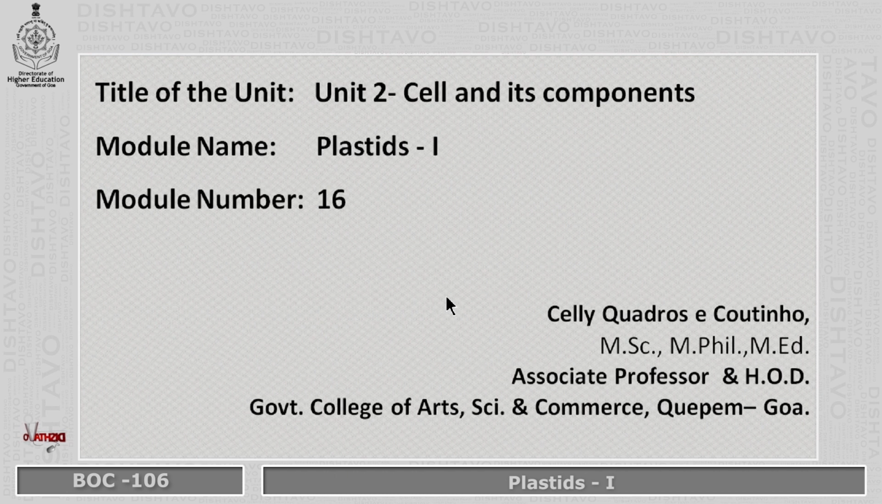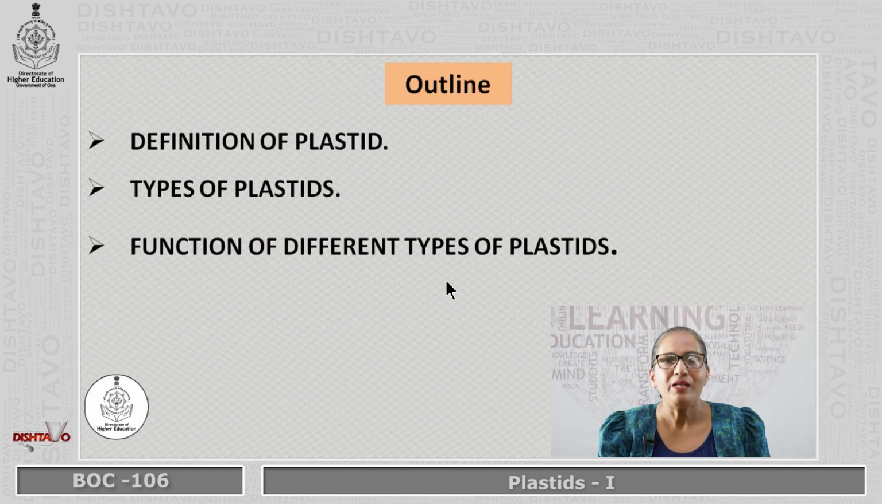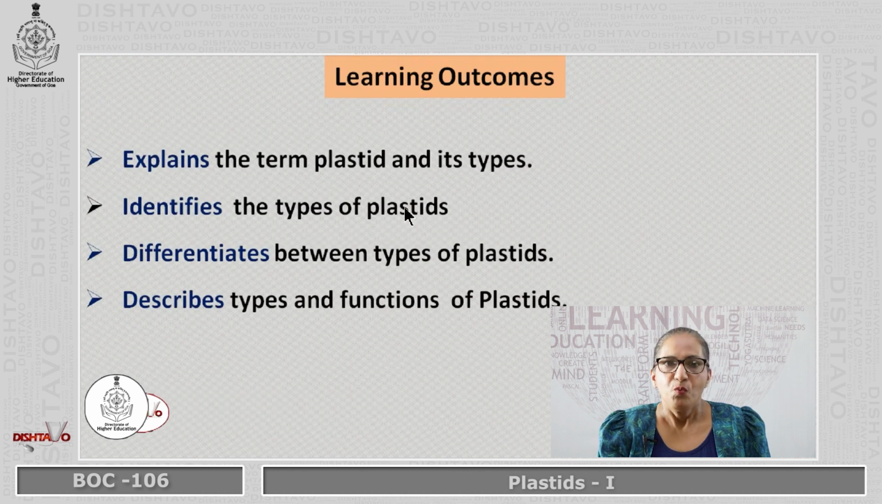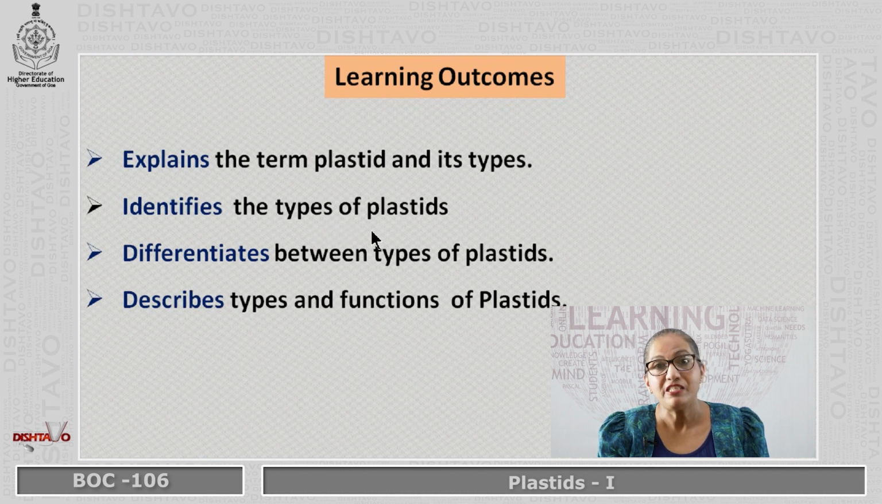Today we'll be dealing with plastids under Unit 2, Cell and its components. We will learn what a plastid is, what the types of plastids are, and the function of the different types of plastids. We shall learn the terms, differentiate the different types of plastids, and describe their functions.